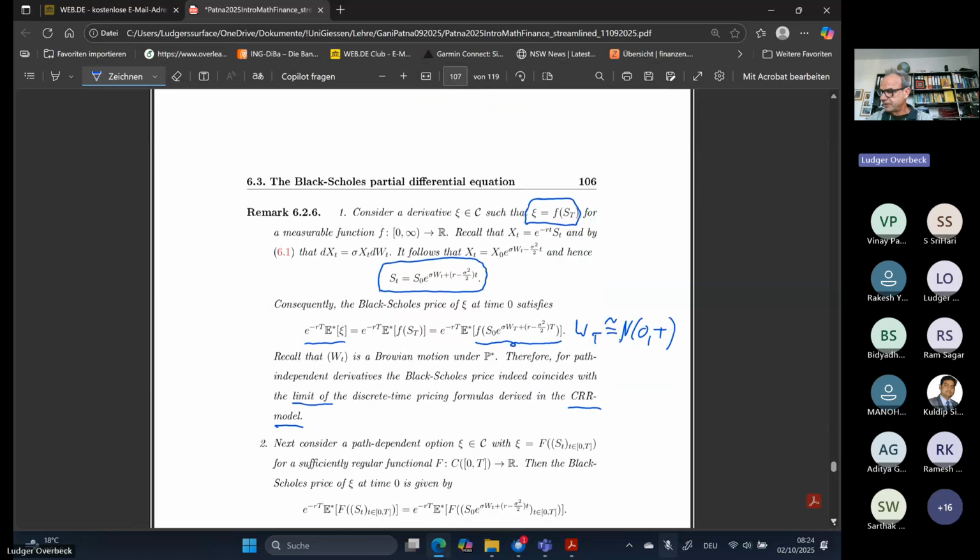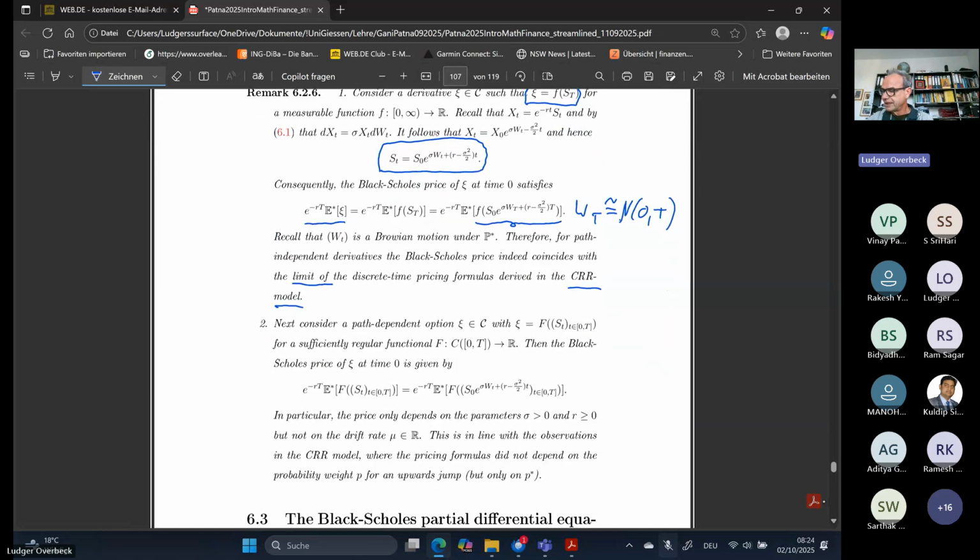So if we have a path-dependent option, which depends on the entire path, like lookback options, max ST, something like this, which depends on the maximum value, which are also traded in the market, or average options, which are called Asian options, which depend on the average.